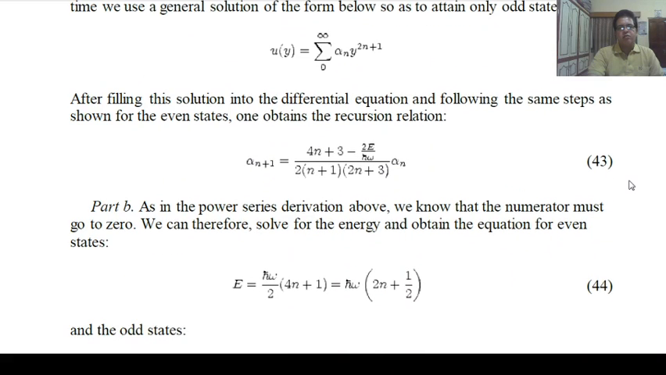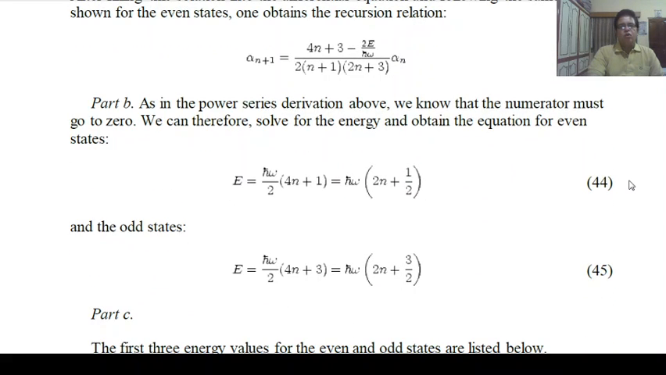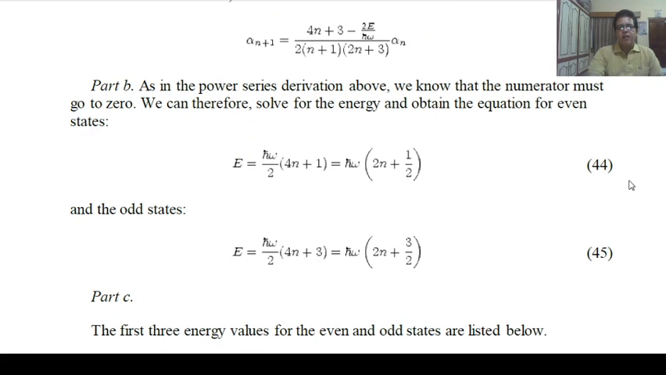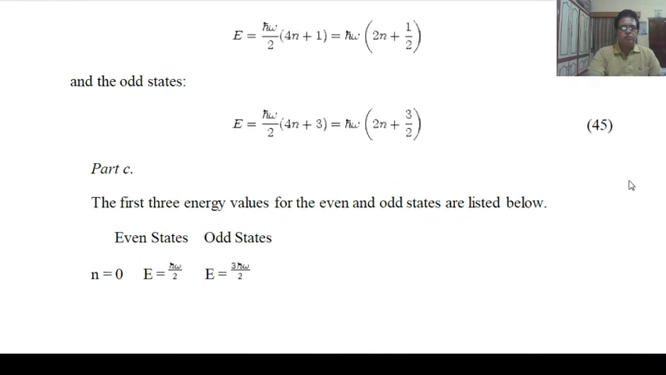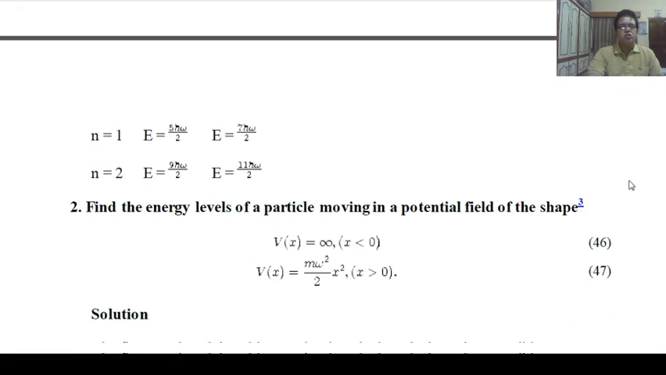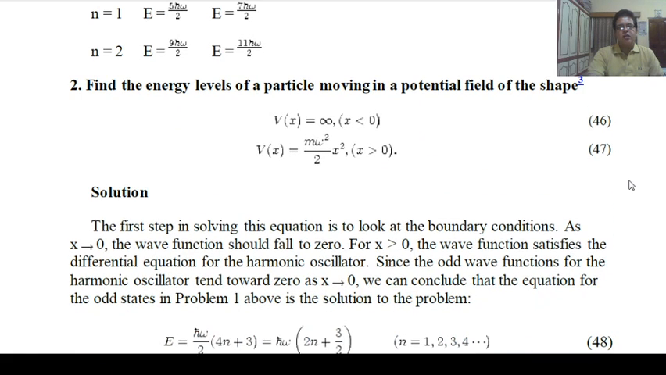Similar method, alpha n plus 1. Now E equal to h bar omega (2n plus half) for even states and h bar omega (2n plus 3 by 2) for odd states. And other parts you can easily do from here.